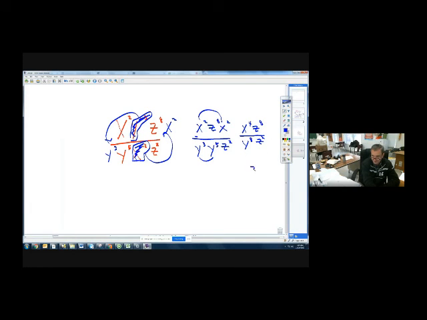So on top, I have z to the 6th power. I still have that x to the 4th I started with. And I have y to the 8th power. And that, ladies and gentlemen, is that whole thing simplified.